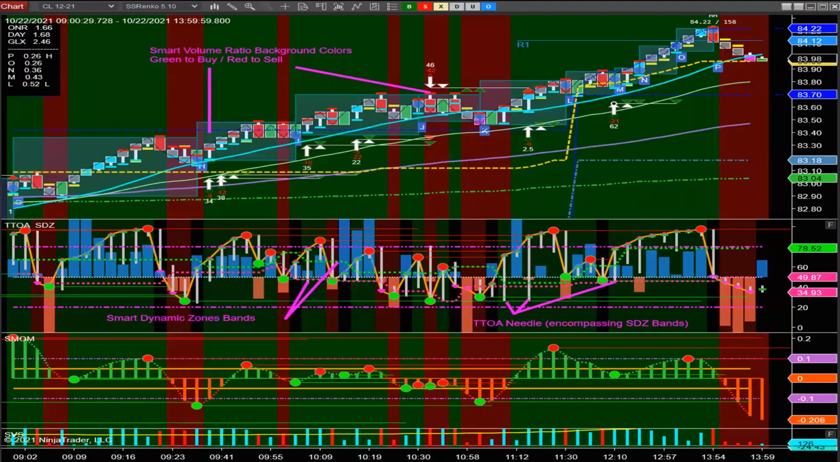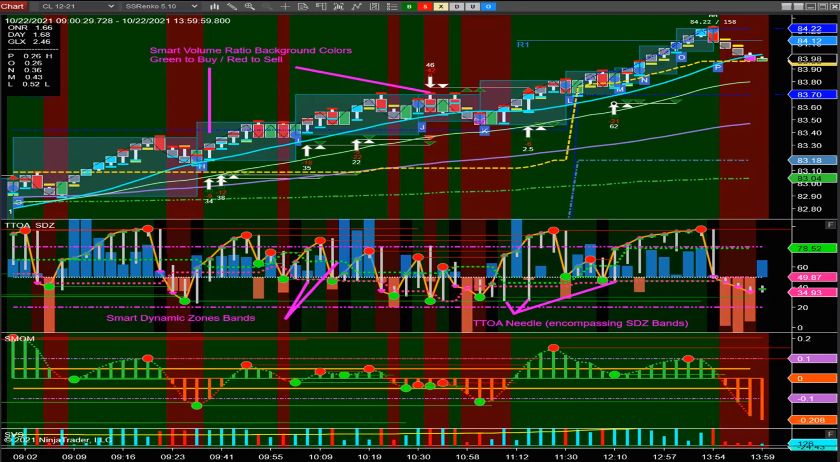So this is a chart from the main trading room chart we use daily in the trading room. In panel number 2, you've got the Trap Trader oscillator, and these are the needle bars. That's what we call them. And then we have the smart dynamic zones. You see the zones, the red dotted one and the green dotted one. The green dotted one is above and the red dotted one is below.